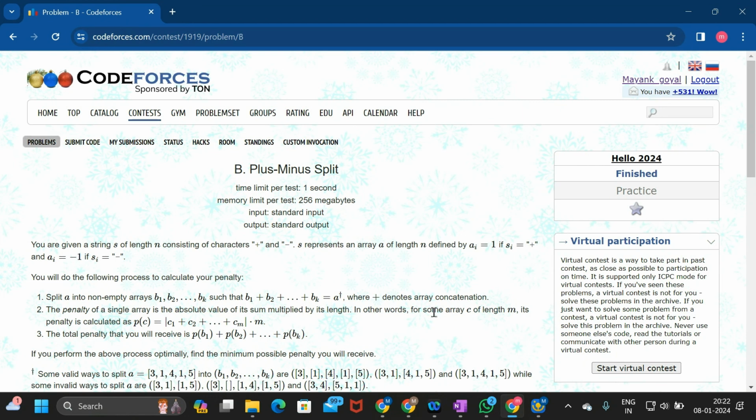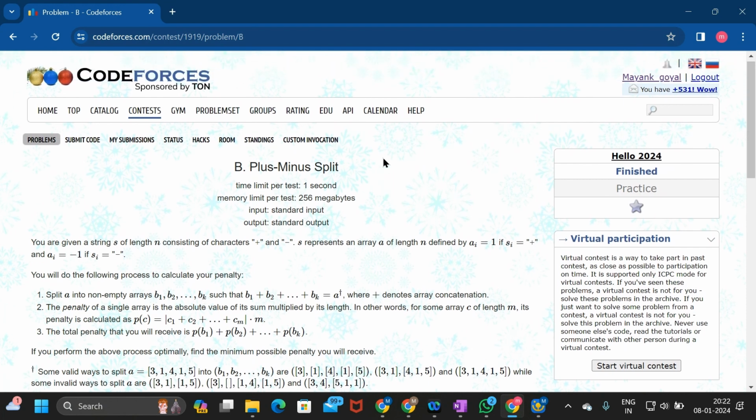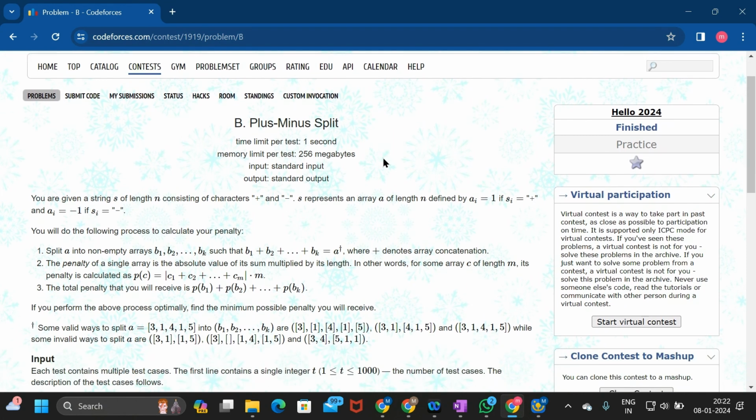Hello everyone. Today we will discuss the question of Plus Minus Split, which came in a contest organized by Codeforces, Hello 2024, on 6th Jan 2024.